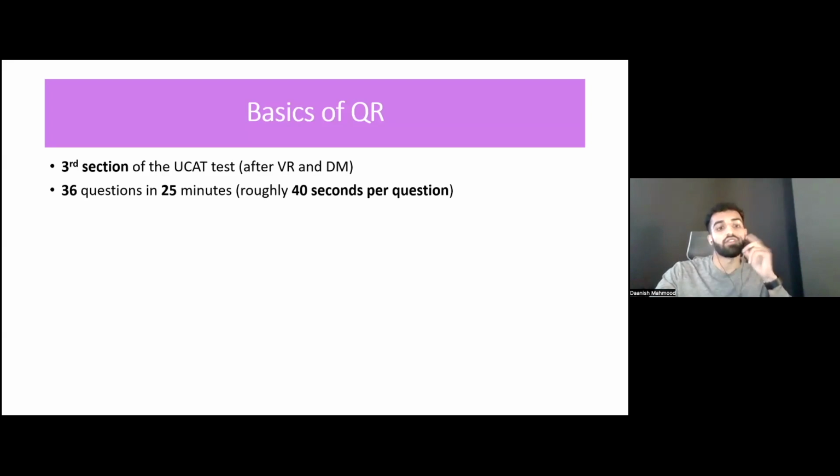This section has 36 questions and you have 25 minutes. After abstract reasoning, this is the one where you're most tight for time. You have around 40 seconds per question. If you calculate it, it's 41.6 seconds per question, which is quite short. After today, I'm going to show you techniques for how you can get through these much quicker. It sounds like a short amount of time, and it really is, but there are some questions you'll be able to do very quickly and some that will take you a little bit longer, so it's all about finding the balance between the two.